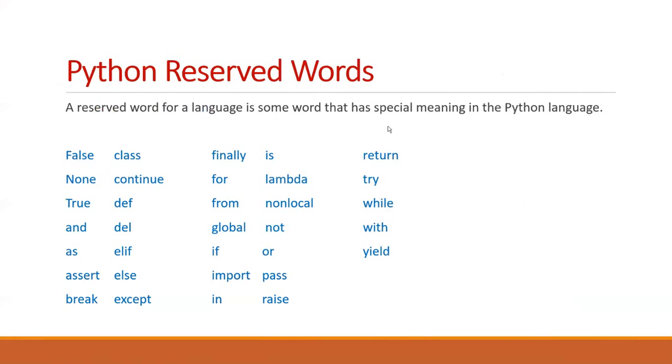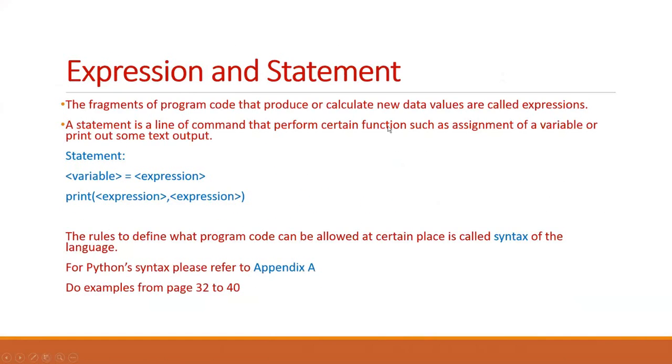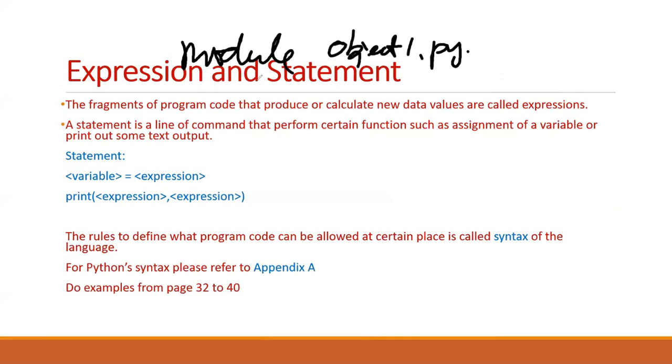Okay, and the next one is expressions and statements. When we write a program, a program in Python is called a module. So you have this one, object1.py, the one I just wrote. That is actually a module.